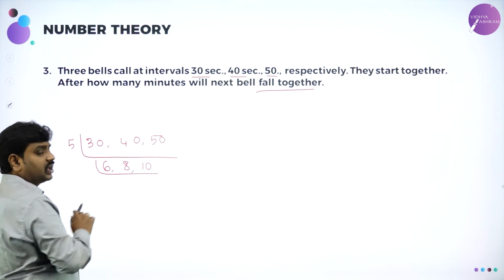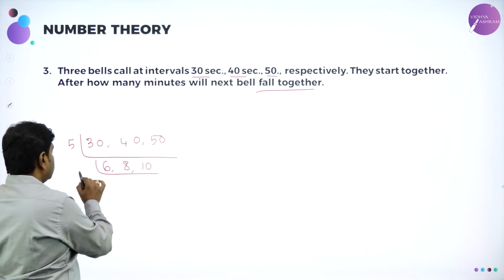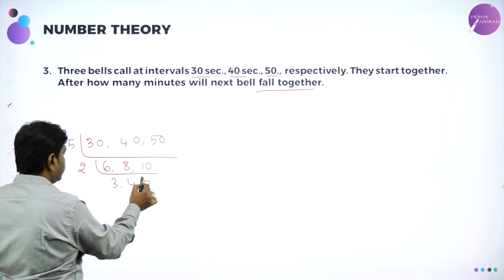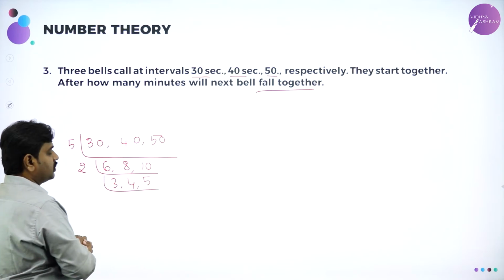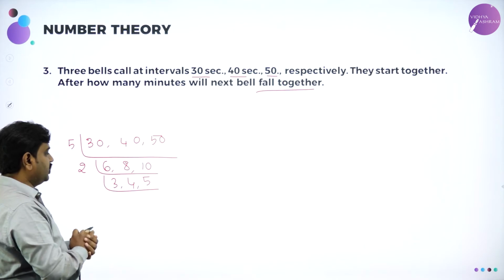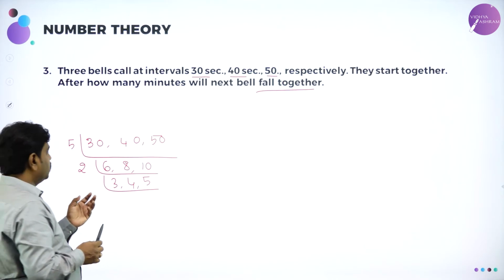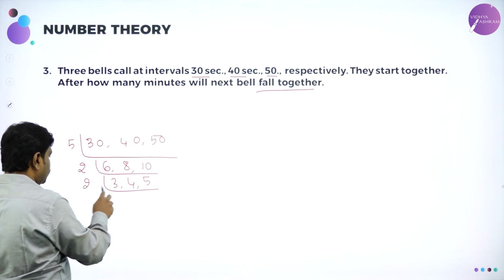Now 6, 8, 10 are all divisible by what? 2. I will start with 2. 2 3s are 6, 2 4s are 8, 2 5s are 10. Now 3, 4, 5 have no common factor. You can start with another one, but because we have already taken 2, I will continue with 2.